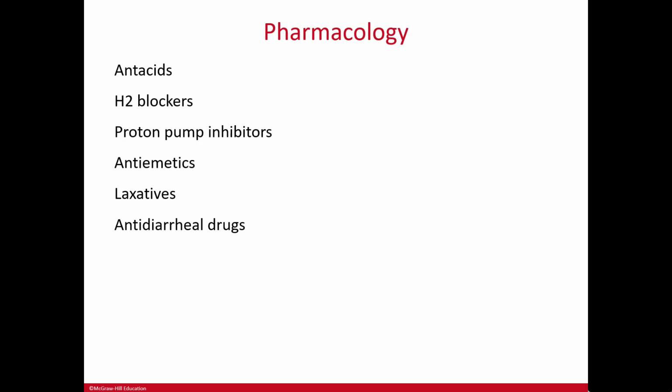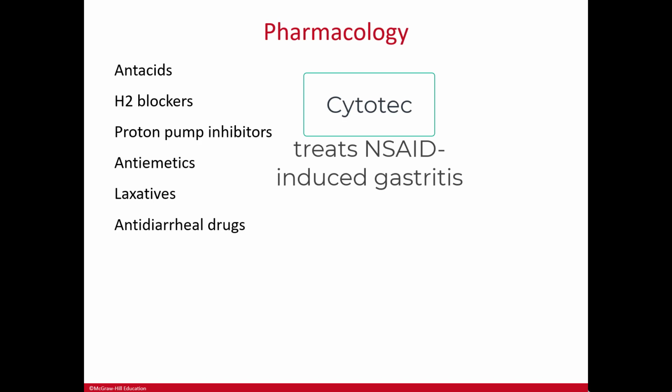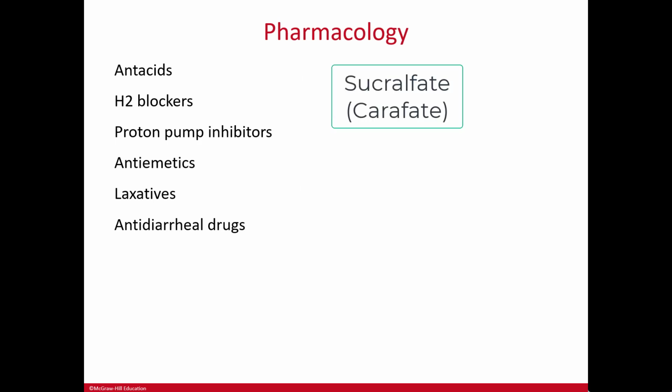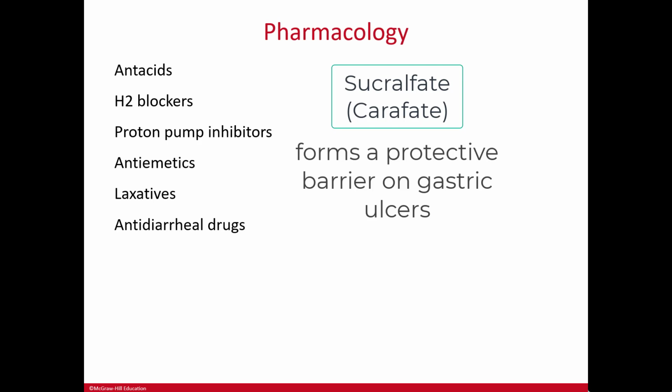And there's other types of antacids. Cytotec inhibits gastric acid, and that's a drug that specifically is used for the prevention of NSAID-induced gastric acid. So remember, NSAIDs are those non-steroidal anti-inflammatory drugs. There's a drug called sucralfate or Carafate, and this drug is interesting because it's not technically an antacid. It forms a protective barrier on the surface of a gastric ulcer. So it's mainly a protective drug rather than an antacid.